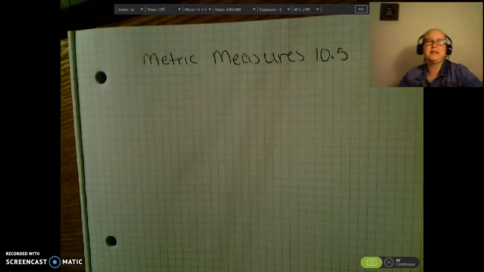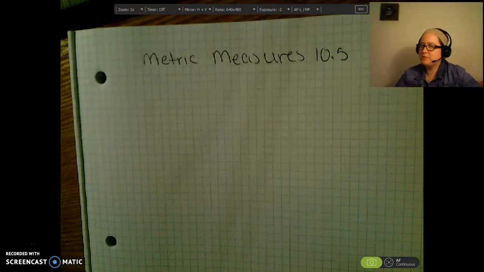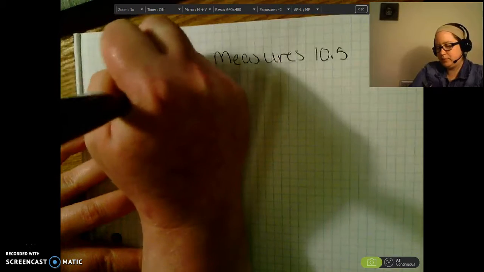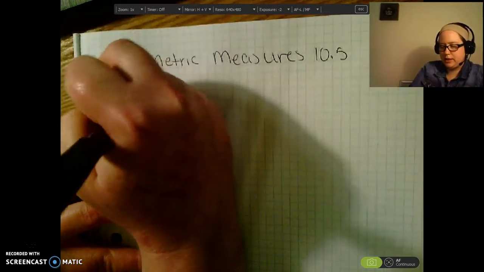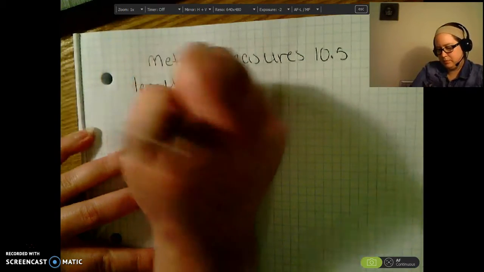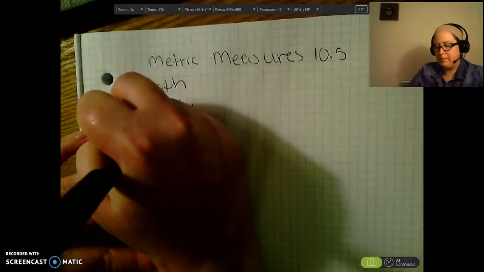Today we are going to be looking at metric measures, which can be found in lesson 10.5. When we're talking about metric measures, we're talking about everything that we talked about with the customary units: distance, capacity, and mass. Mass and weight are a little bit different, but those are the three things we're talking about. So again, we're talking about length, capacity, and mass.